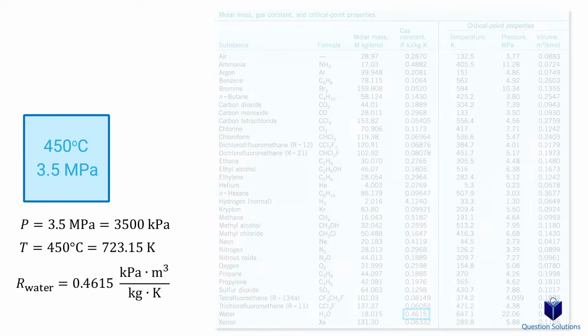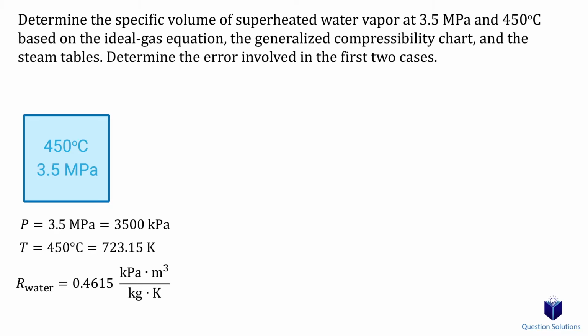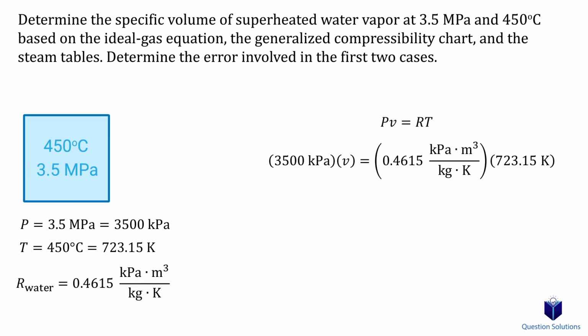We also need the gas constant of water, so let's take a look at our table, and that's right here. The first part asks us to use the ideal gas equation to figure out the volume, so let's write it down. Now we can plug in what we know. Solving gives us the specific volume.